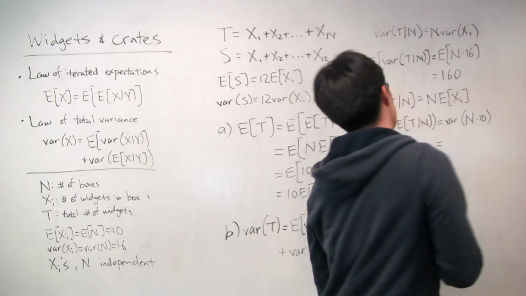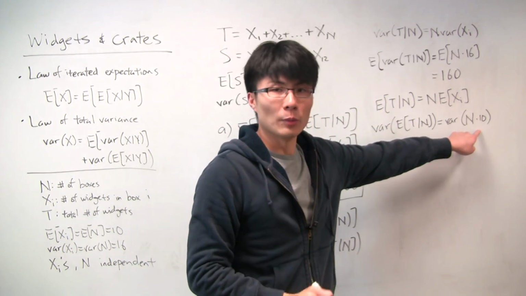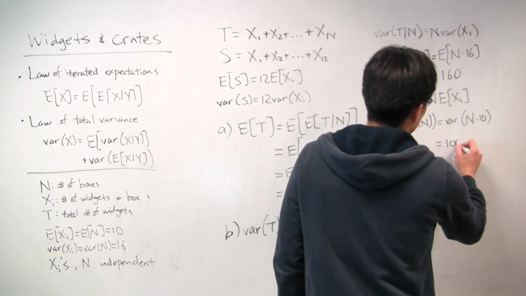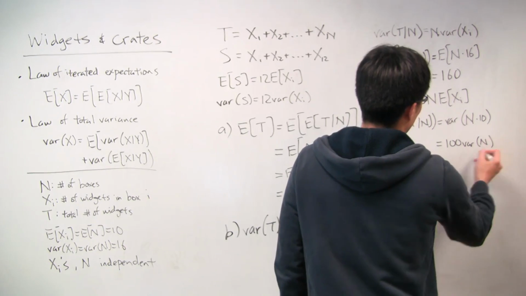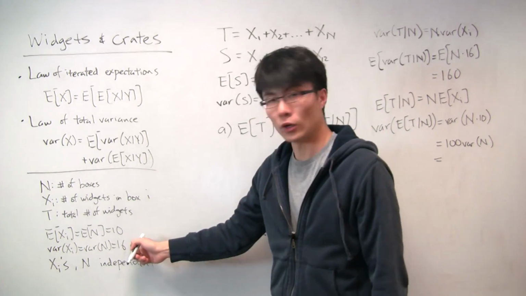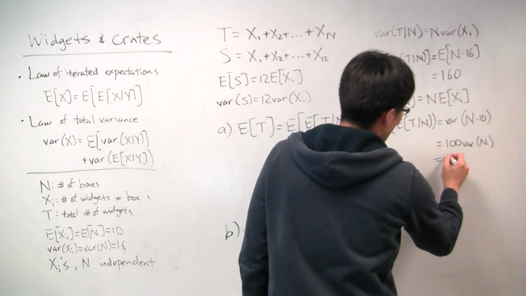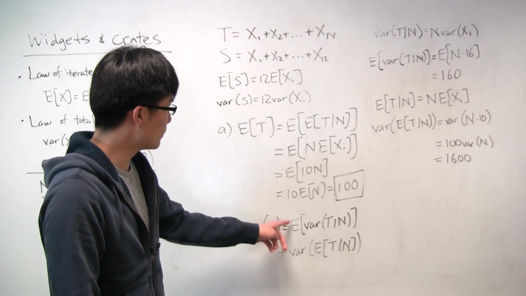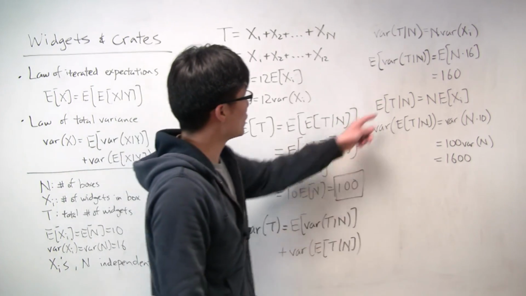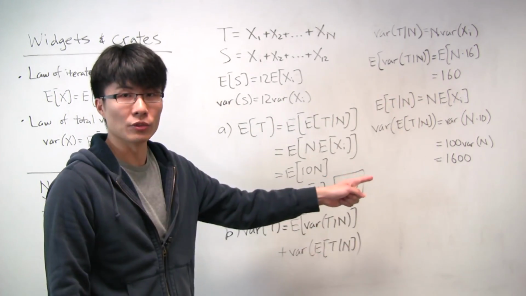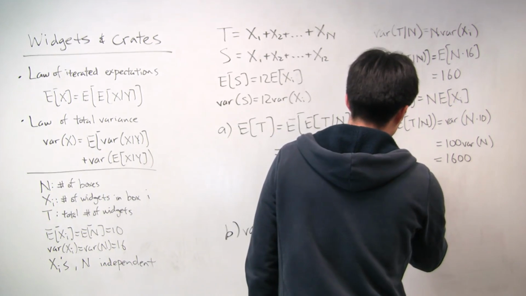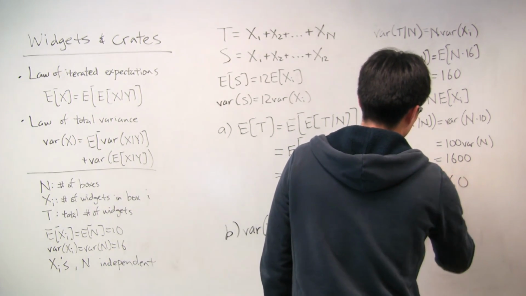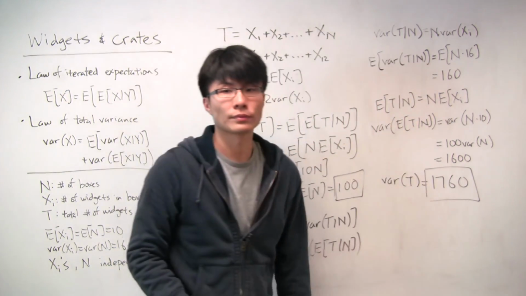And now remember, when you calculate variances, if you have a constant term inside, when you pull it out, you have to square it. So you get 100 times the variance of n. And we know that the variance of n is also 16. So this gives us 1600. All right, so now we've calculated both terms here. The first term is equal to 160. The second term is equal to 1600. So to get the final answer, all we have to do is add this up. So we get that the final answer is equal to 1760.